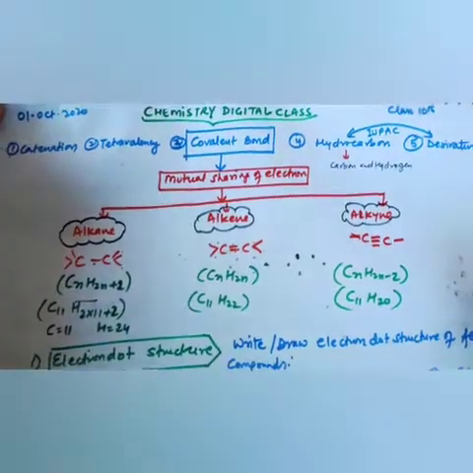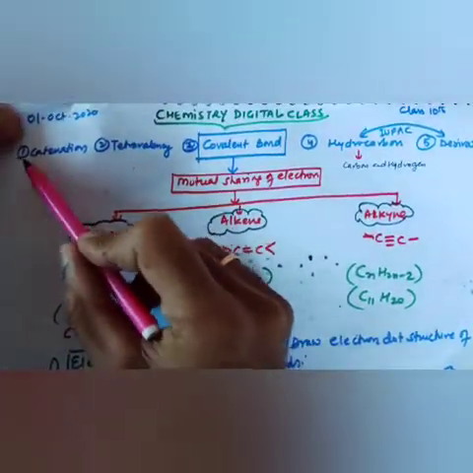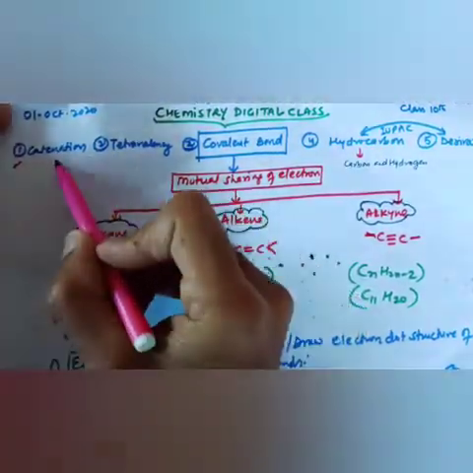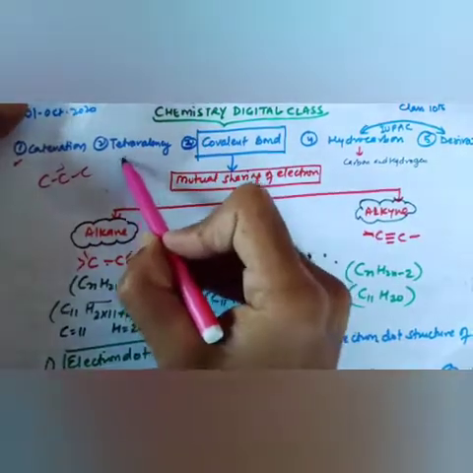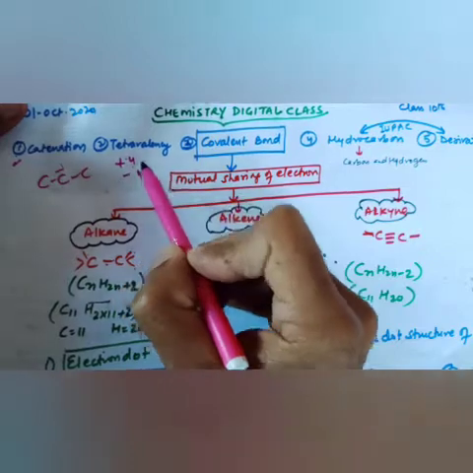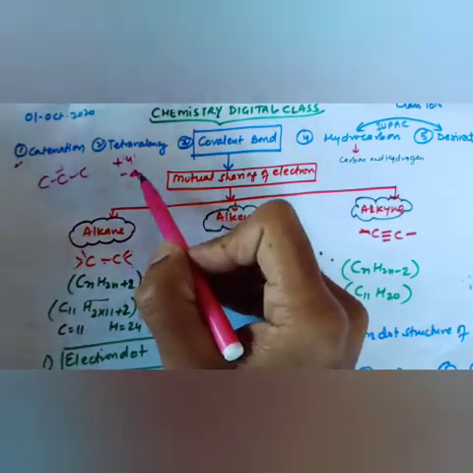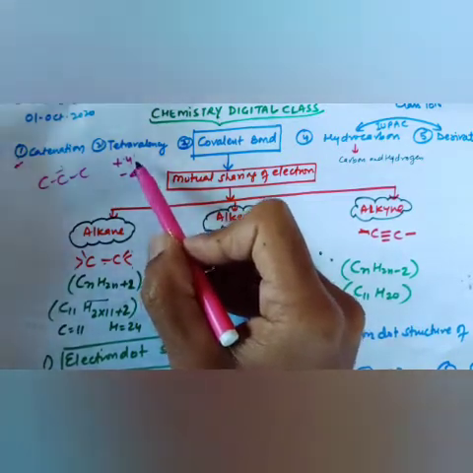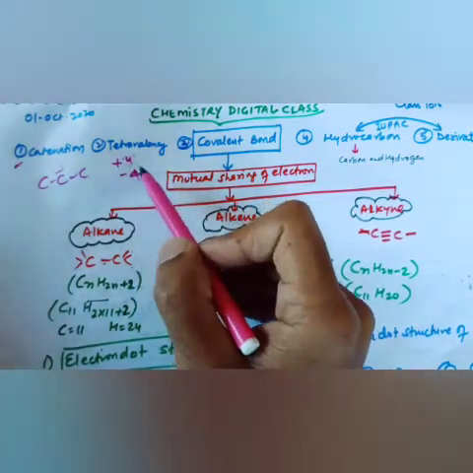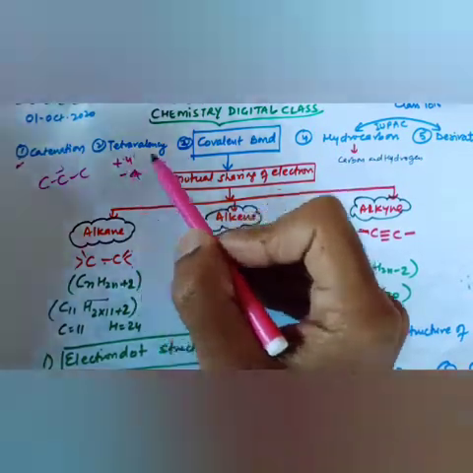Now if I tell about the basic properties, I told you already, catenation is the basic property of carbon. That is, carbon can make bonds with carbon and make large compounds. Tetravalency is the property of plus 4 and minus 4. By donating 4 electrons it can become stable, or by gaining 4 electrons, it has a choice whether to take 4 electrons or give 4 electrons. Tetra means 4, valency means plus or minus.